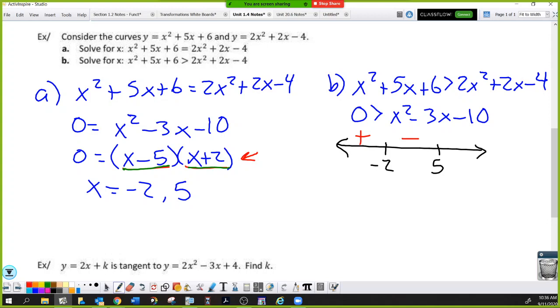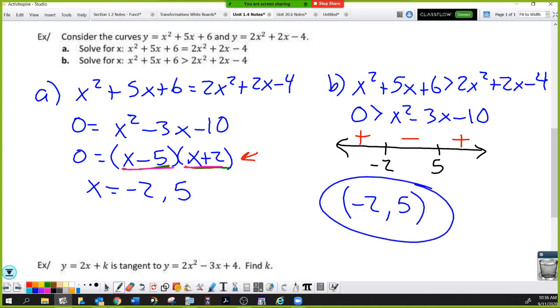And then a number bigger than 5, like 6. 6 minus 5 is positive. 6 plus 2 is positive. It is positive. So as an interval notation, what would my answer be? We're overthinking it. Any one of you can tell me, I don't care. The parenthesis negative 2 comma 5. Yes, parenthesis. Perfect. Parentheses. You cannot include the negative 2 and the 5.